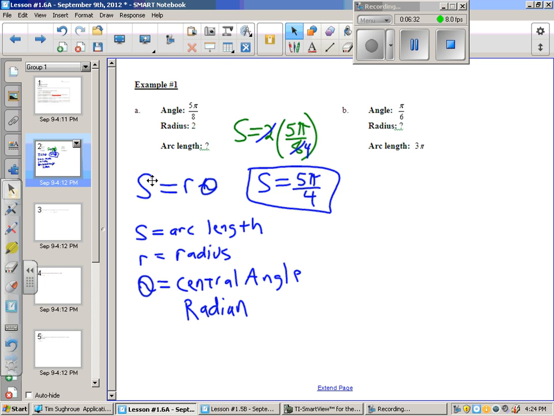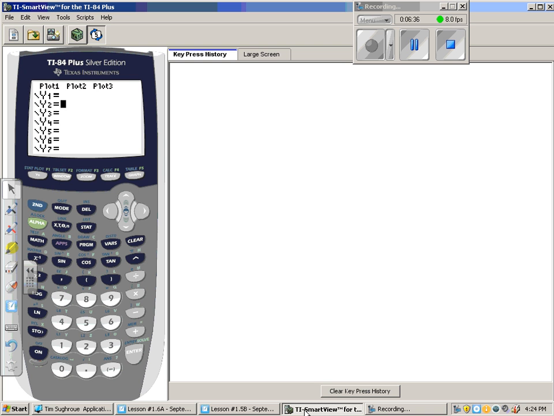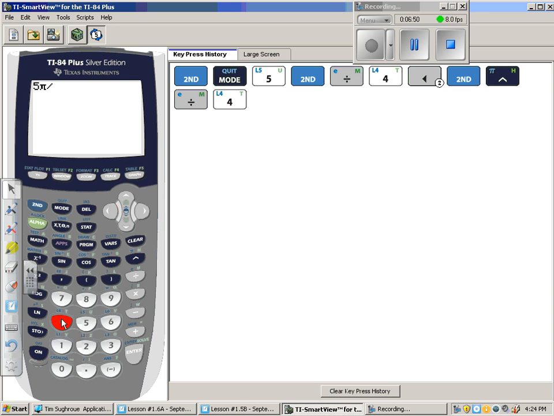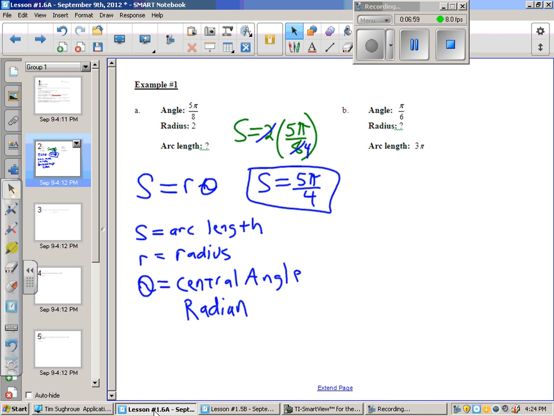For me, that is fine. But if we want to figure out what 5 pi over 4 is, we go to the calculator. 5 pi divided by 4, and we get an answer of 3.927. So S is approximately 3.927.